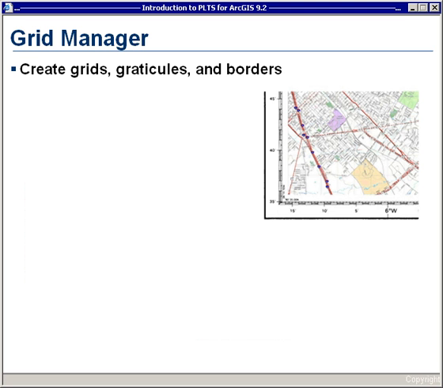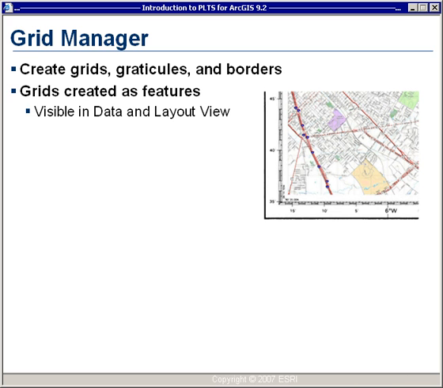The grid manager is used to create reference grids for your map. You can use it also to create graticules and borders for your data frame. One way the grid manager is different from the core reference grid wizard is that the grids are created as features and not as graphics, which allows them to be visible in both the data view and the layout view.